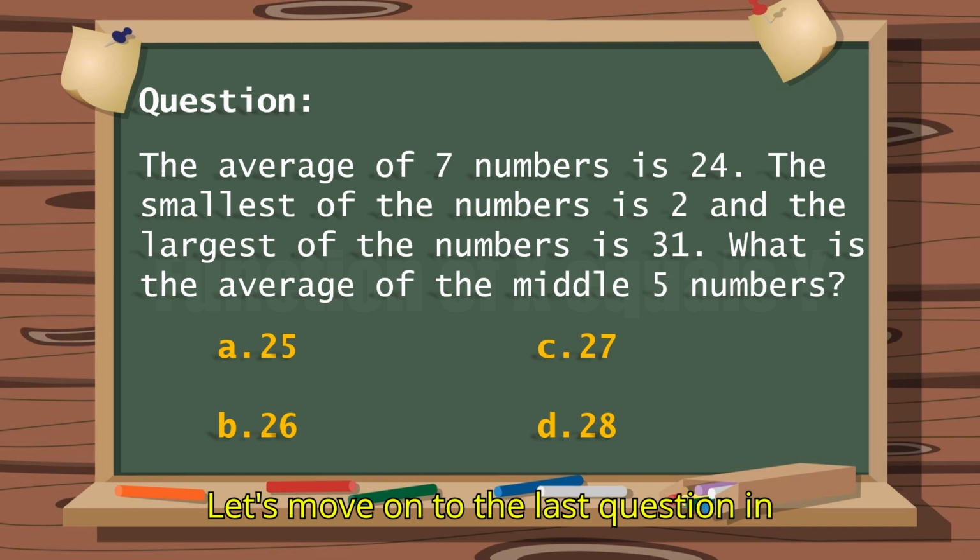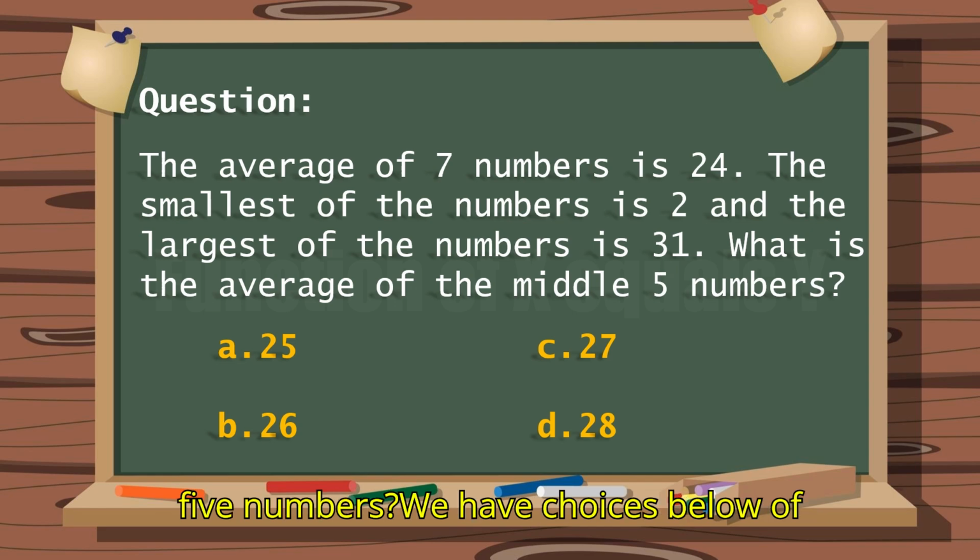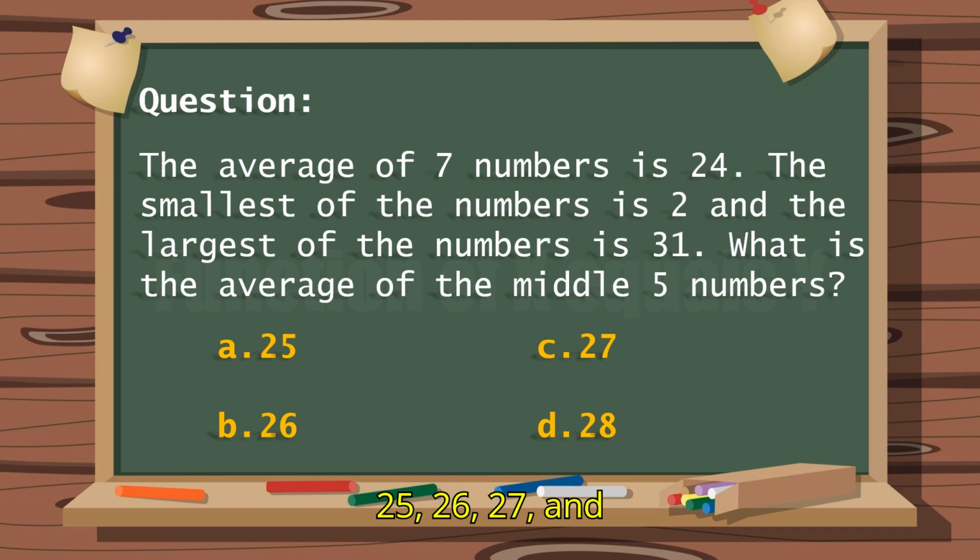Let's move on to the last question in this session. The average of 7 numbers is 24. The smallest number is 2, and the largest of the numbers is 31. What is the average of the middle 5 numbers? We have choices below of 25, 26, 27, and 28. Let's start solving this.